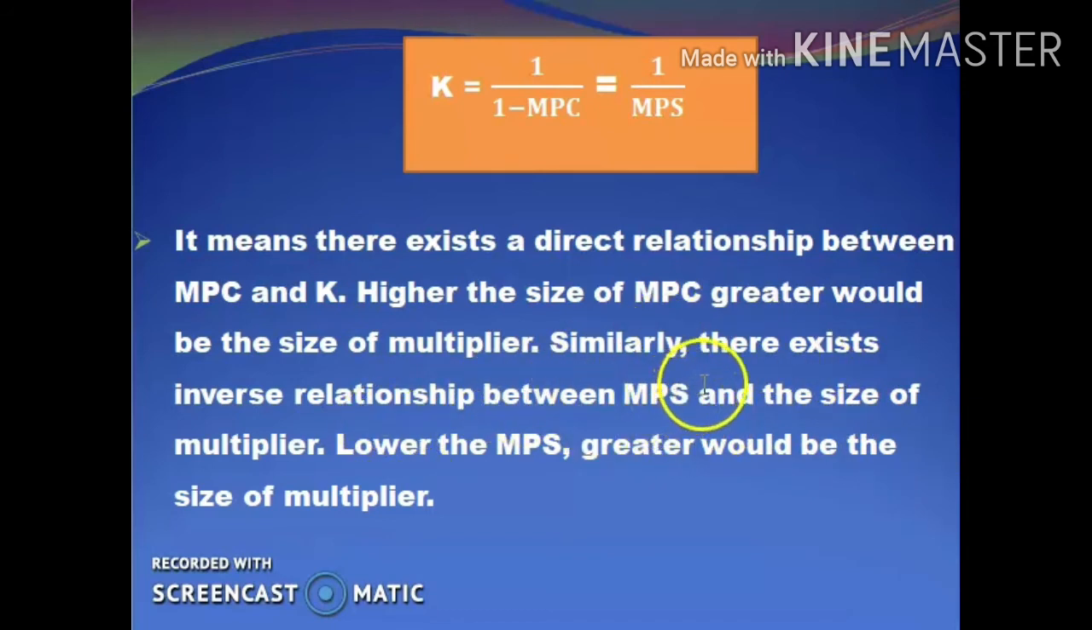How does it cause an inverse relationship? As the size of the marginal propensity to save is lowering, it will generate higher investment, so it will generate higher multiplication to the national income. So if saving is increasing, what happens? The investment will be reduced, so it will reduce the multiplier to national income. So this is the simple concept of the multiplier, the relationship between MPC, MPS and the multiplier. Hope you understood.